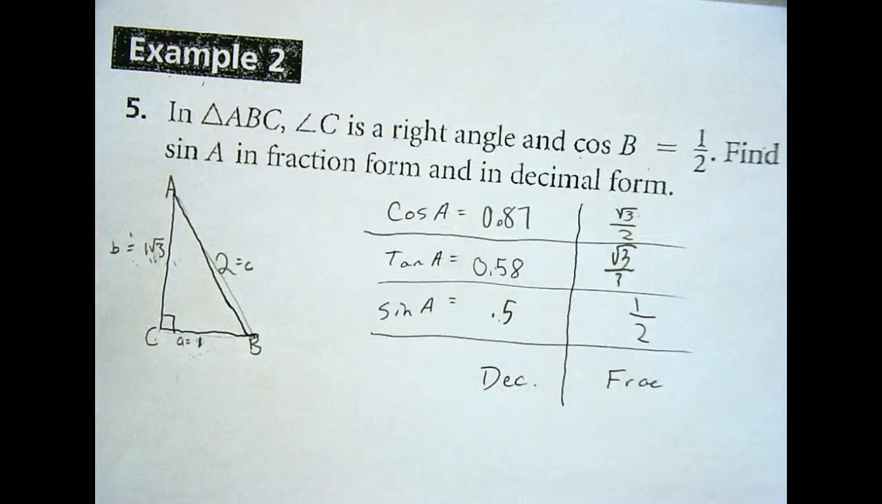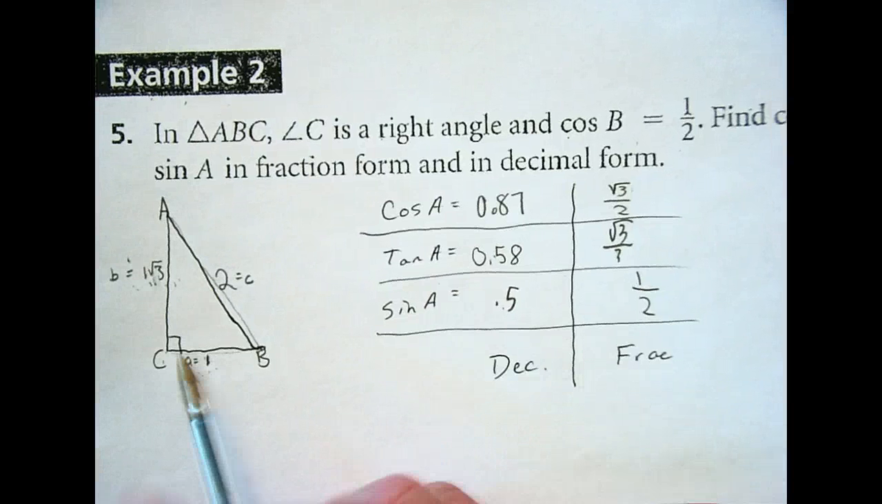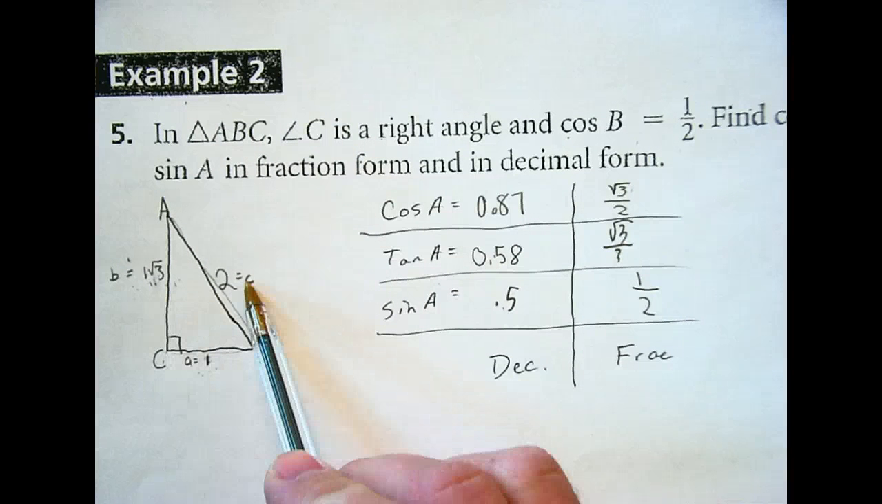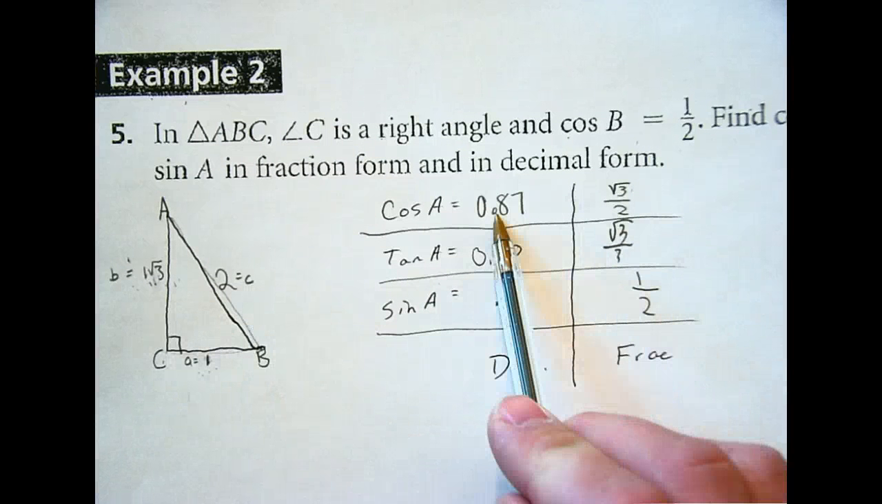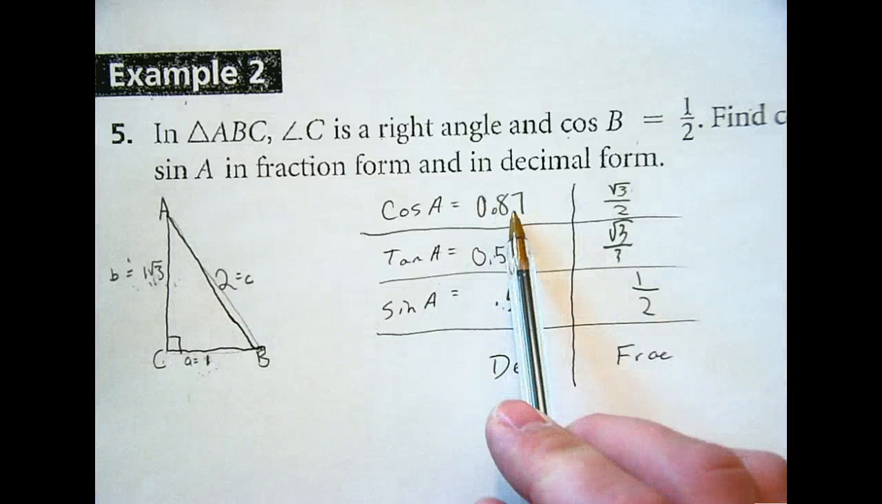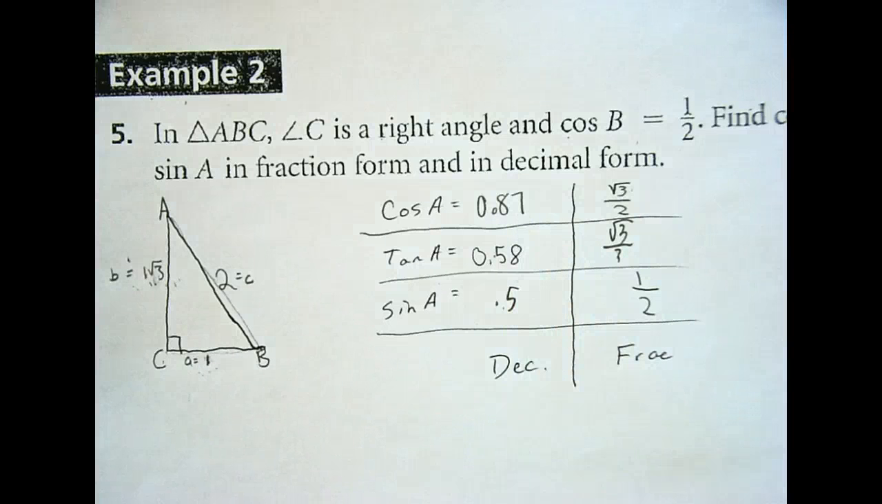Hey, are we in agreement? We got root 3 over 2 for cos A. Good. Is root 3 over 2 0.87? Yeah. Who seconds that? A group that didn't do it. Anyone have a different answer?